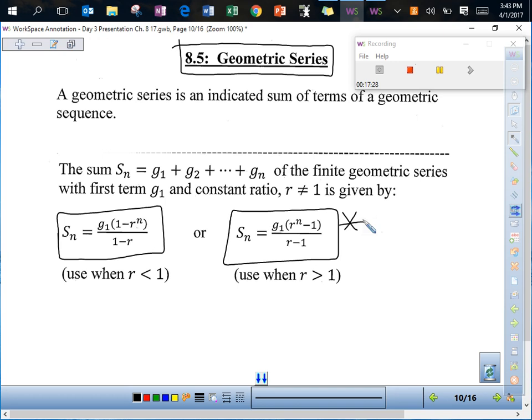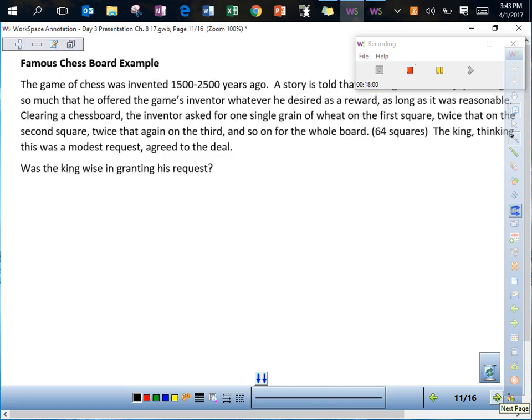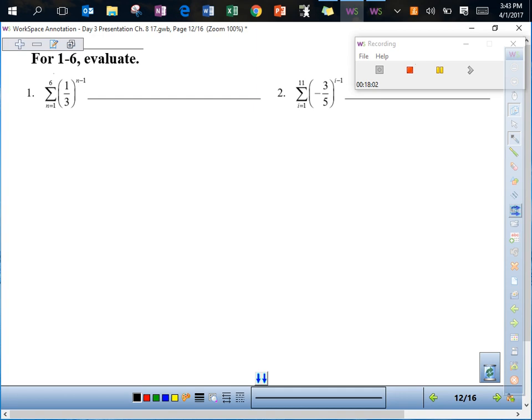Some little things I want to point out, though, before I do that. G sub 1 represents the first term. Notice that this is r to the n and then minus 1. Notice that it's not r to the n minus 1. Okay? So notice that. And then once you see it, I'll ask you to type it a certain way in your calculator. If I get going too fast, guys, hit pause on the video for a second, run it through your calculator, and make sure that you understand.